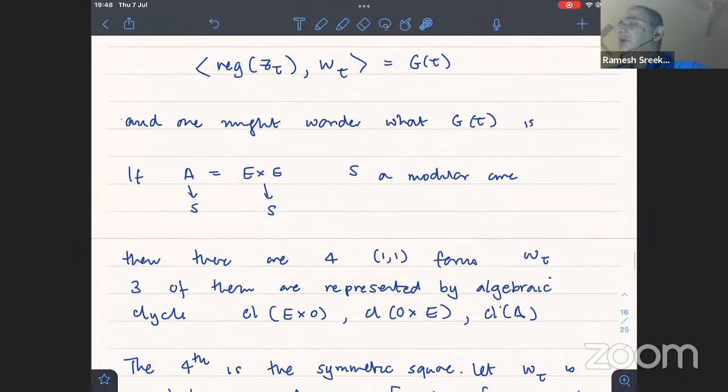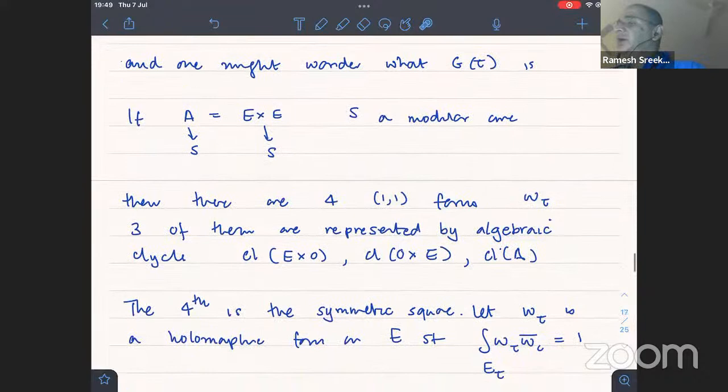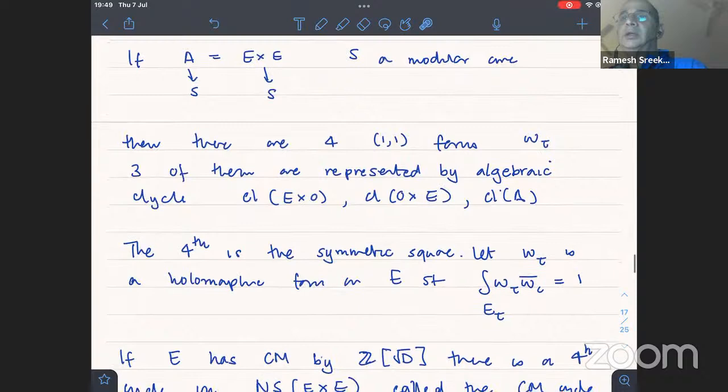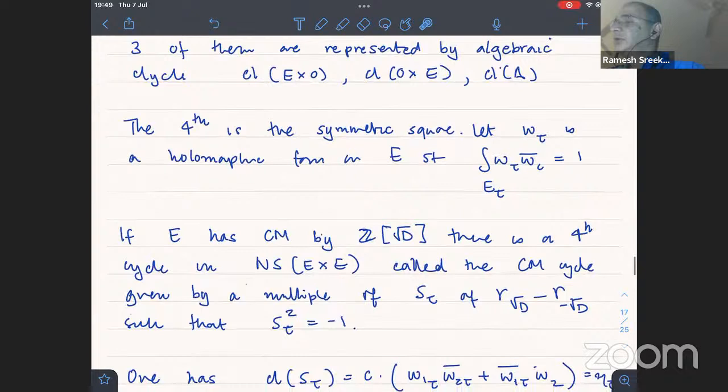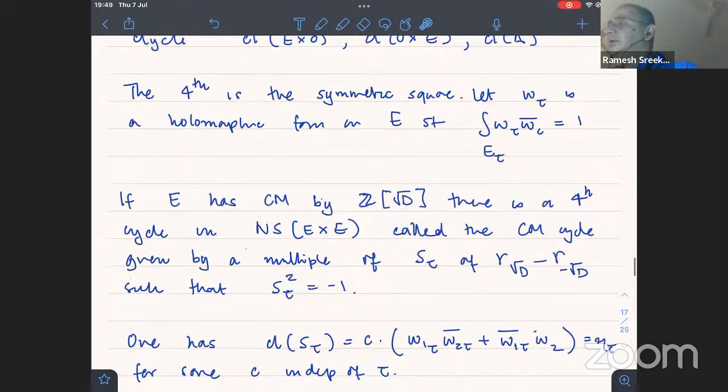So if S is a modular curve, and you have E cross E over S, then there are four (1,1) forms possible. Three of them are represented by algebraic cycles. One is the class of E cross 0, the other is the class of 0 cross E, and the third is the class of the diagonal. And the fourth is the symmetric square. So if you have a holomorphic one-form omega on E such that the integral over E_tau of omega omega bar is 1, that's volume 1.